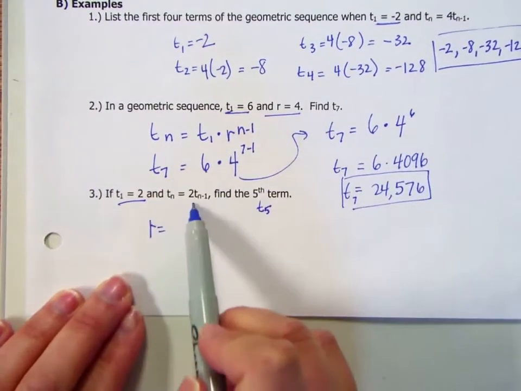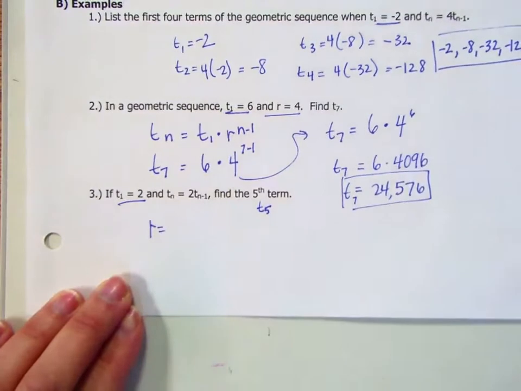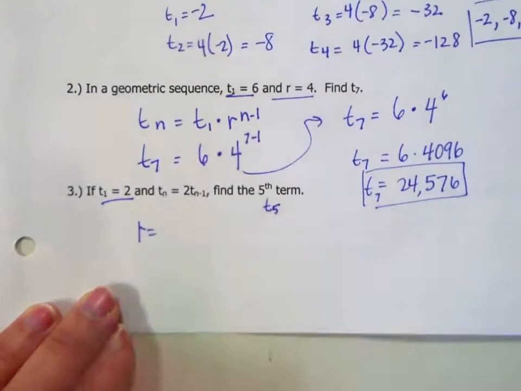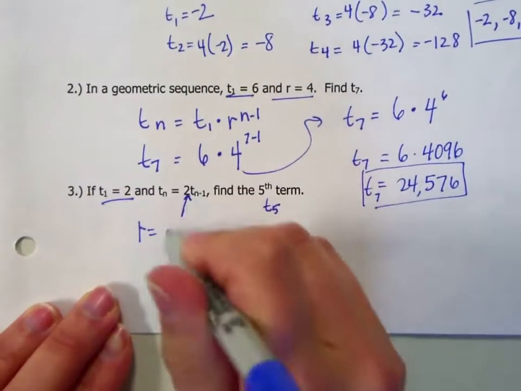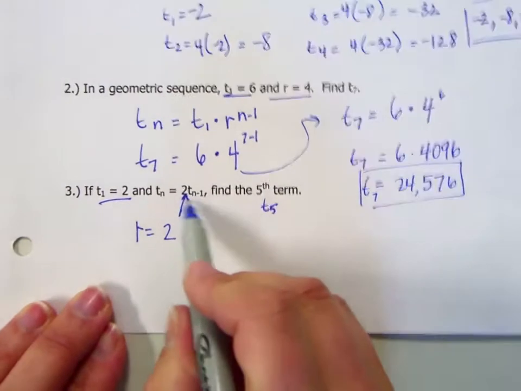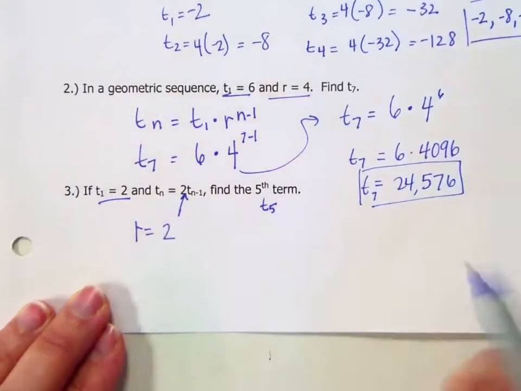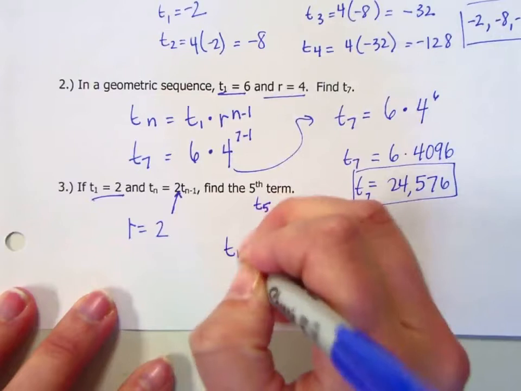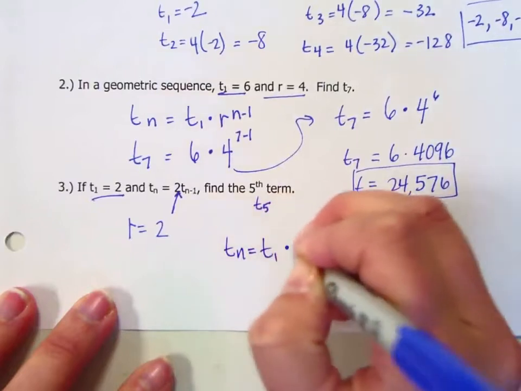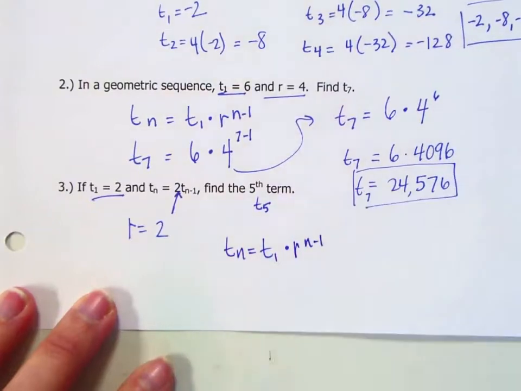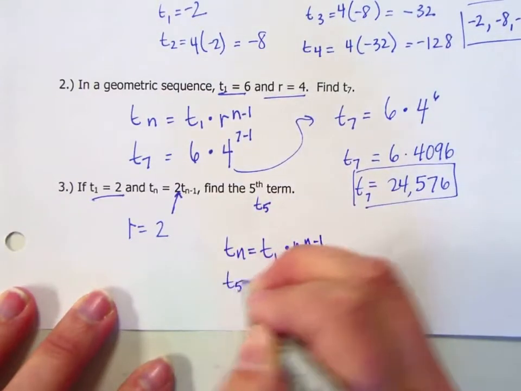That's given in our recursive formula with that 2. So basically what this says is you're multiplying each of the previous terms by 2 to get the next one. So from here, again, it's just a matter of using our explicit formula to find t sub 5.